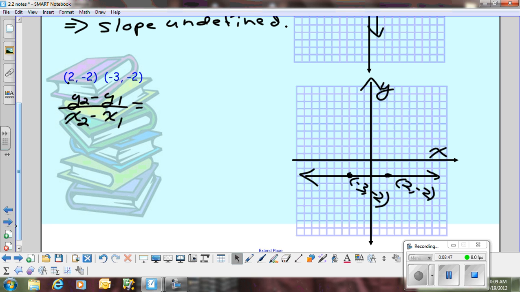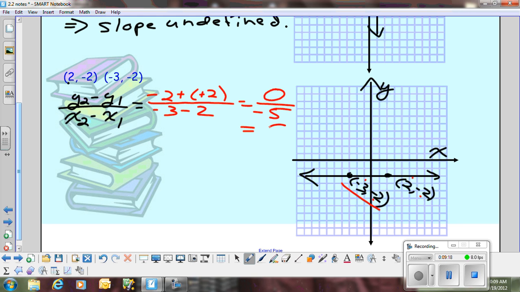Okay, I'm going to choose this one first. So for my y, I have -2 minus -2, over my x values, -3 minus 2. So this becomes plus: -2 plus 2 is 0, and -3 minus 2 is -5. When it's 0 on the top, it's 0.